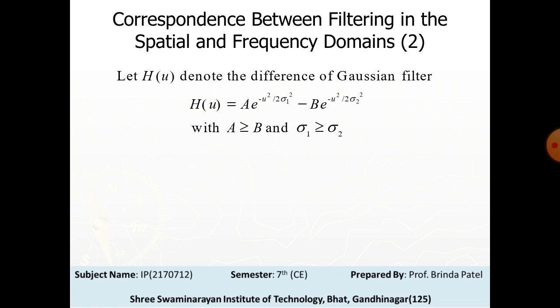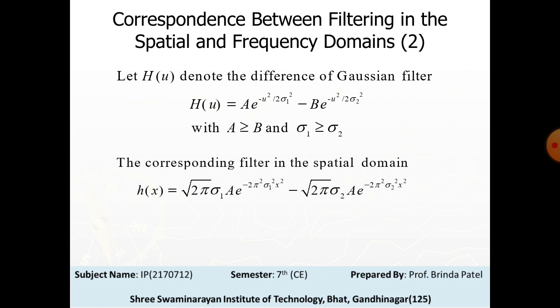The corresponding filter in the spatial domain is H(x) equal to root 2 pi sigma 1 A e raised to minus 2 pi square sigma 1 square x square, minus root 2 pi sigma 2 B e raised to minus 2 pi square sigma 2 square x square.